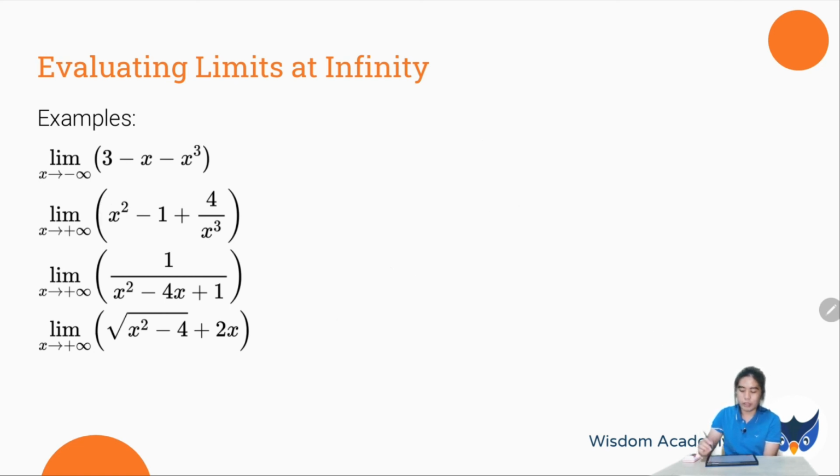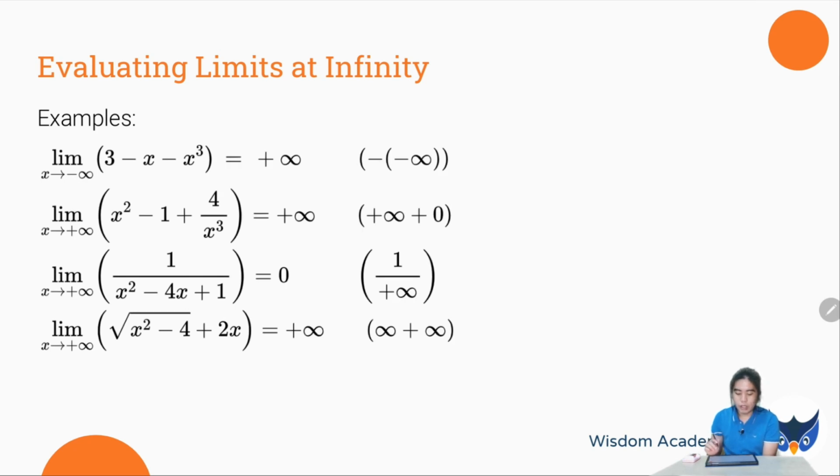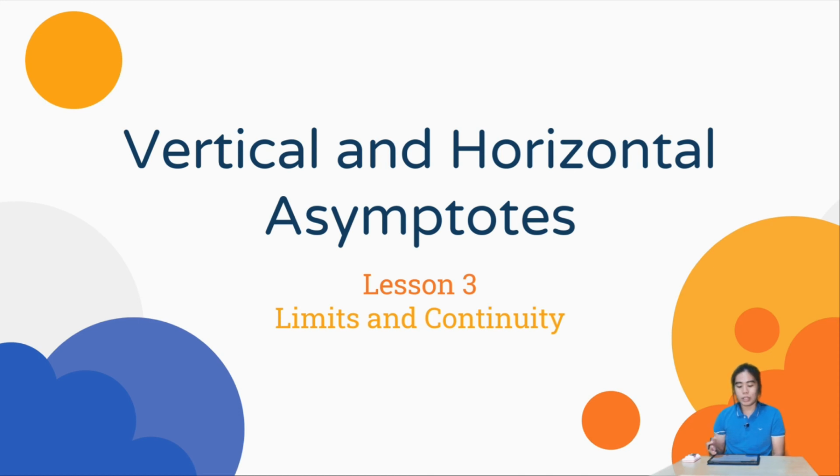So, that's it for evaluating limits at infinity. And that's it for our lesson about vertical and horizontal asymptotes. I hope you learned a lot, and I hope to see you again on our next lesson. Our next lesson will be about indeterminate forms. Since we discussed earlier many different forms of indeterminate forms, it is time to discuss how to solve these indeterminate forms. So, I hope to see you on the next lesson.